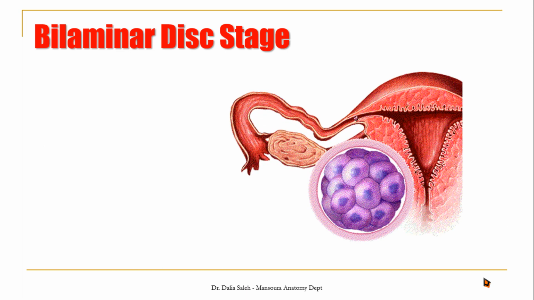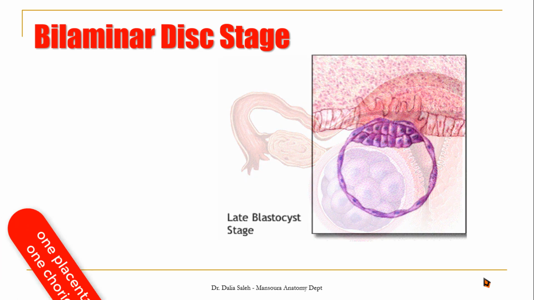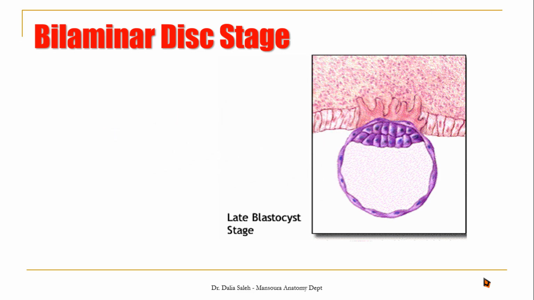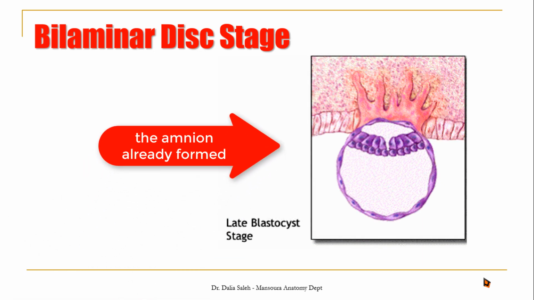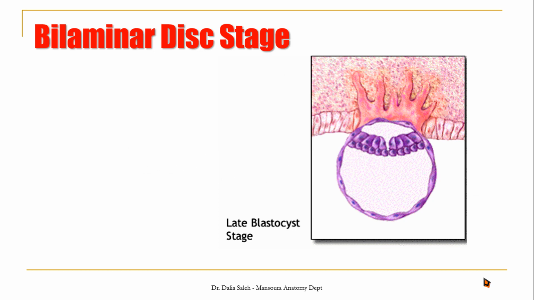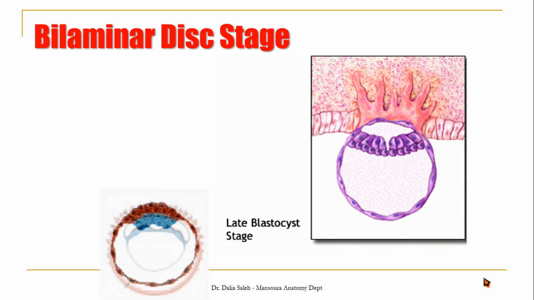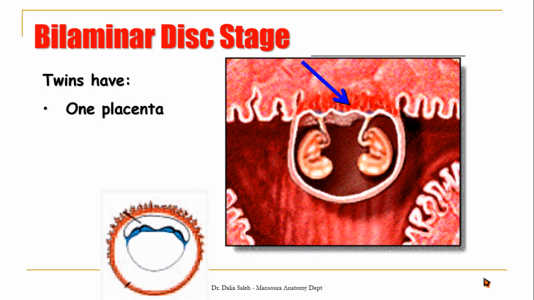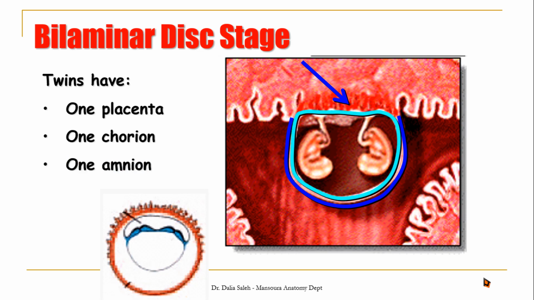If the separation occurs at the bilaminar disc stage, so again this is the morula that will develop into a blastocyst, which has here an inner cell mass that later on will differentiate into a bilaminar germ disc. So in this case, there is separation at the bilaminar germ disc. So the separation occurs later on. So the resulting twins will have one placenta, one chorion, and also one amniotic cavity.